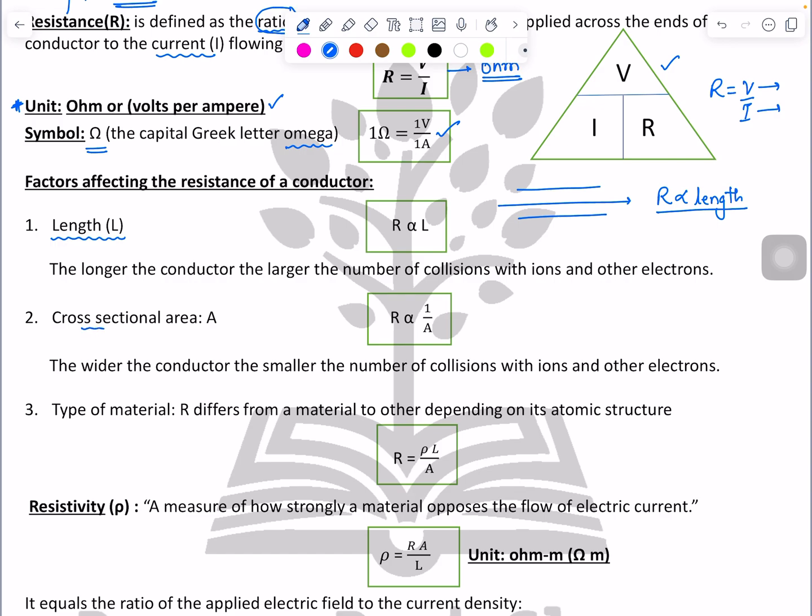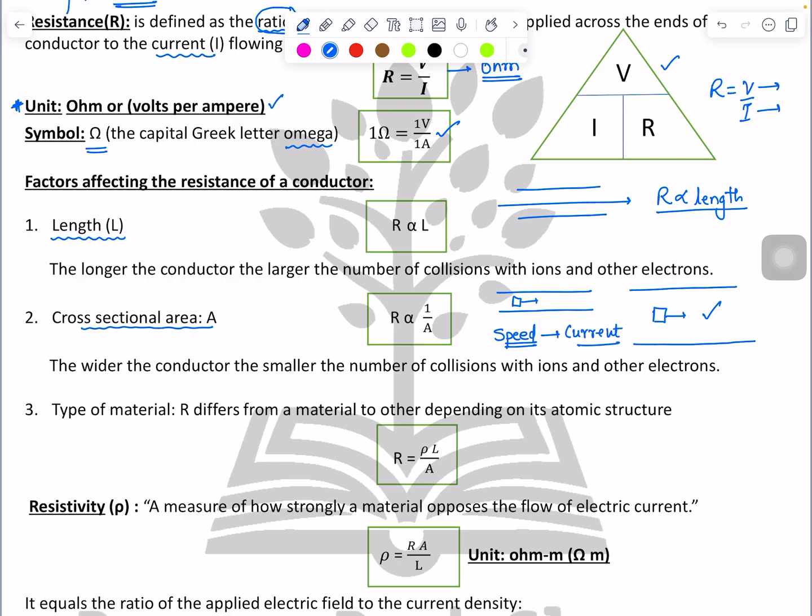Second is the cross-sectional area. Now guys, I have a question for you. Let's say you have a very small, very thin road, road 1, and the second road is a very thick, very wide road. Just tell me on which road it's easier for you to travel, road 1 or road 2. Of course you will say, sir, road 2, we can go easily with higher speed. And this word speed you can relate to your current.